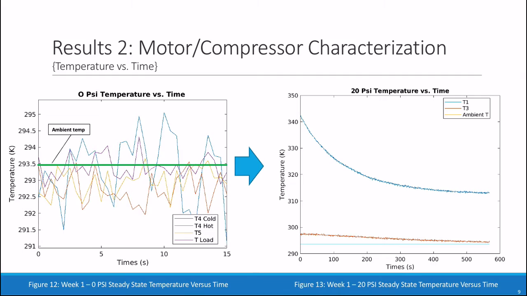As can be seen, there is a lot of noise in the signal. Figure 13 shows what the temperature versus time graph looks like for the refrigeration system at 20 psi. It's important to note that T3 is assumed to theoretically be the same value as the ambient temperature due to properties of the system, and Figure 13 shows that this assumption may later be a source of error on the graph, and how the motorized system effectively cools the system from 342 Kelvin to 315 Kelvin.